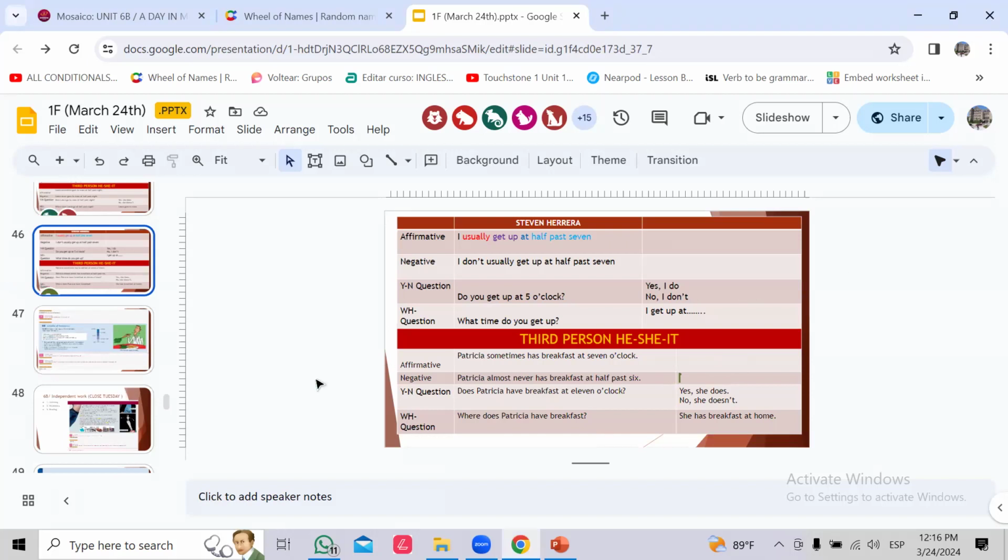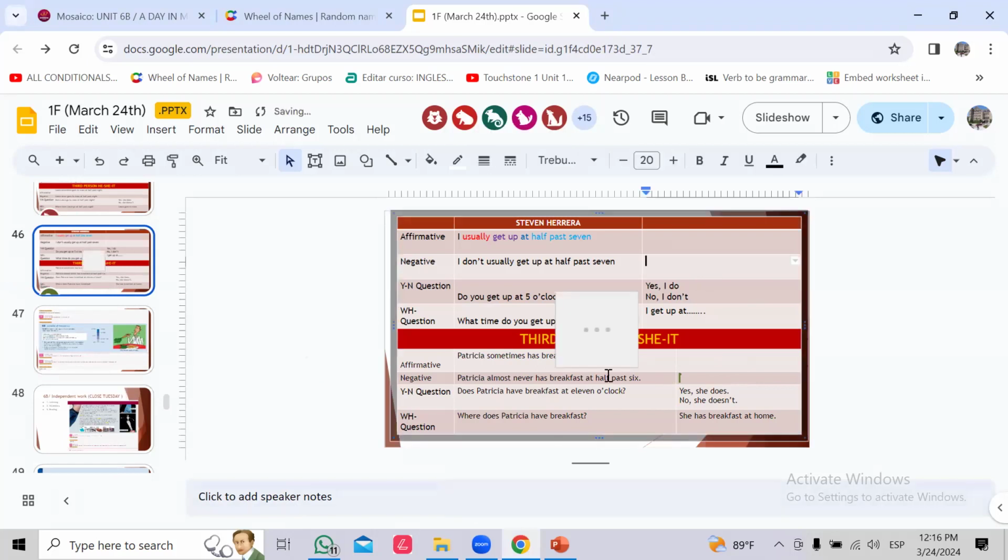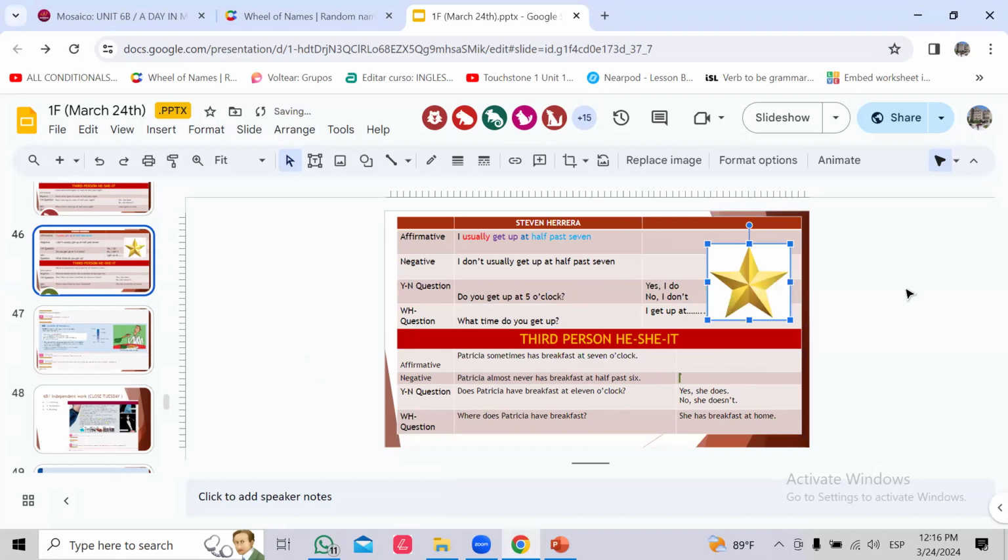No aparece la estrella. Le quiero dar su estrella, pero no aparece. Okay. Ya apareció. So, Steven has a good example. Maria Jose has another good example. John is going to correct his example. A los otros les voy a ir revisando poco a poco.